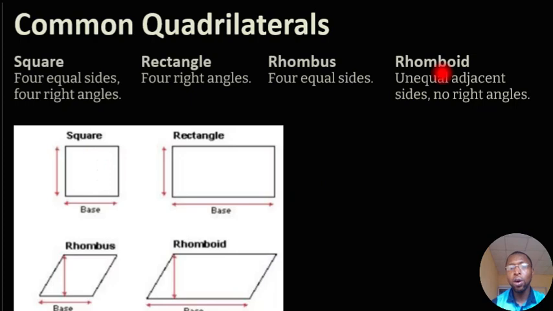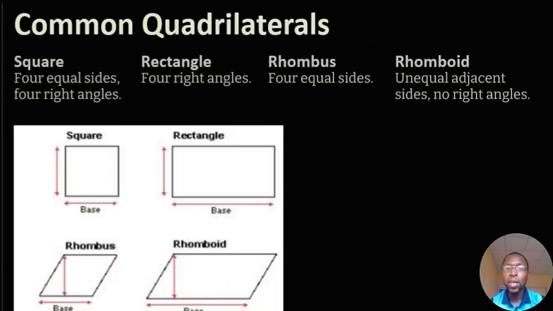And then the last one among the common quadrilaterals is known as the rhomboid. The rhombus and the rhomboid are different. Unlike the rhombus, where all four sides are equal, in the rhomboid, all the sides are not equal. It's only the opposite sides that are equal. So we can say that the rhombus and the rhomboid have some similarity, just like the square and the rectangle have some similarity. For the square and the rectangle, all their interior angles are 90 degrees each. Then for the rhombus and the rhomboid, there is no 90 degree angle in their angles.